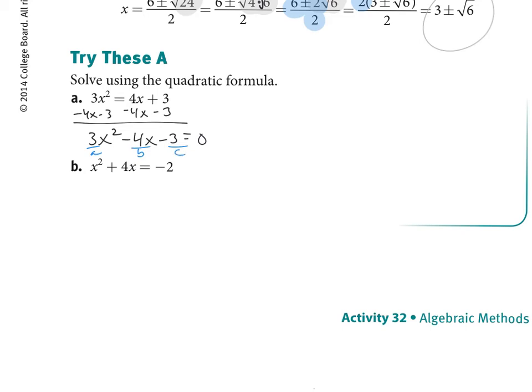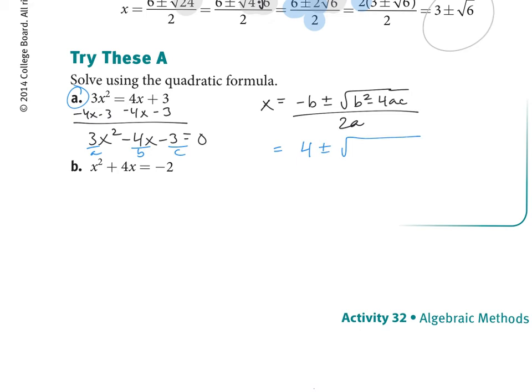So let's practice writing the quadratic formula. So it's going to be x equals opposite b plus or minus square root of b squared minus 4ac all over 2a. So for part A, we're going to plug in 3 for A, -4 for B, and -3 for C. So what we're going to have is the opposite of -4, so that's a +4.